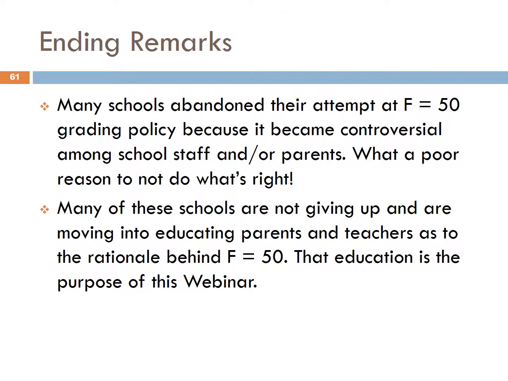Ending remarks. Many schools have abandoned their attempt at F equals 50 grading policy because it became controversial among school staff and or parents. What a poor reason to not do what's right. Many of these schools are not giving up and are moving into educating parents and teachers as to the rationale behind F equals 50. That is the purpose of this PowerPoint.